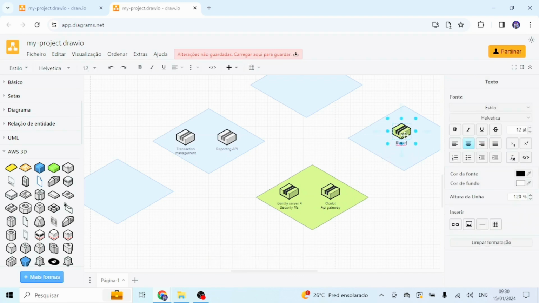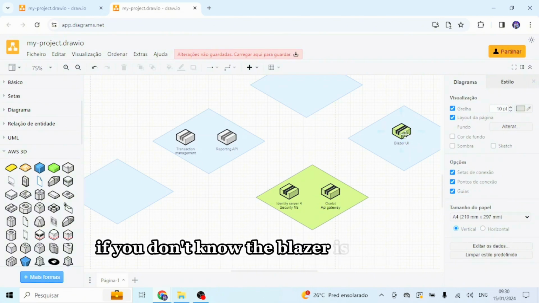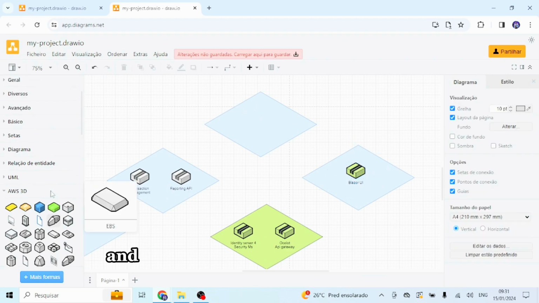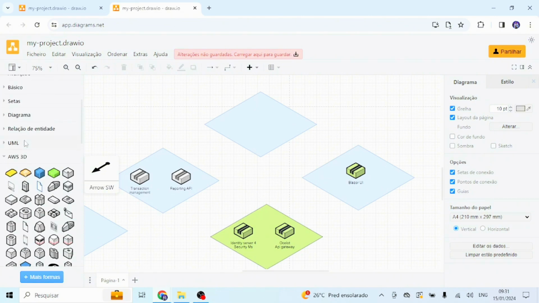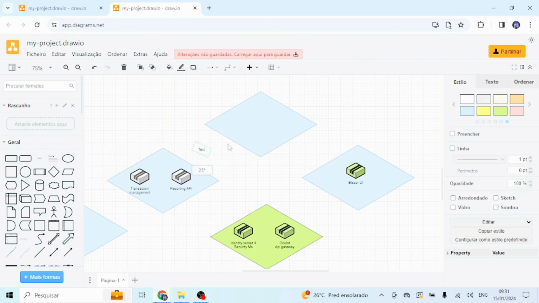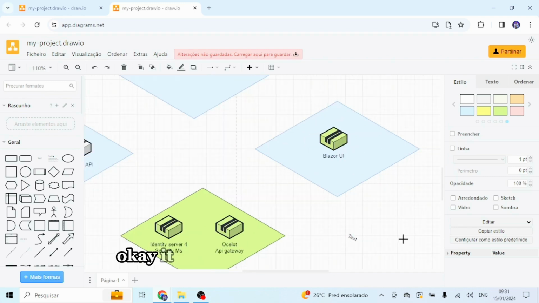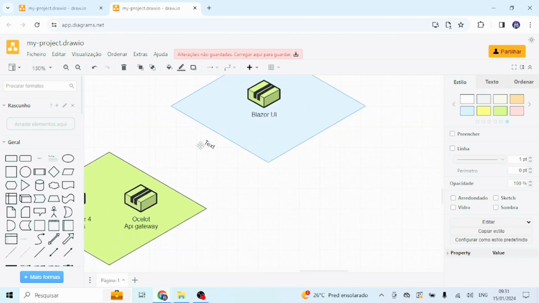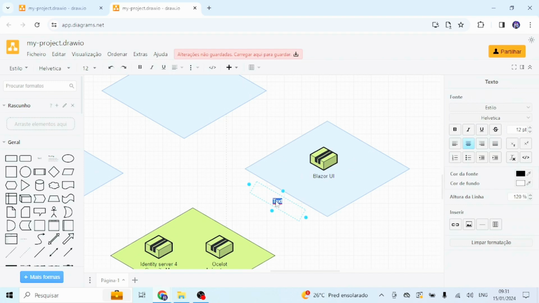Here the Blazor user interface. If you don't know, Blazor is a Microsoft technology. It's like Angular. Okay. And we can start by renaming the things. On the general tab, we have this guy. Okay, it is hard to rotate this, but okay. User interface stack.